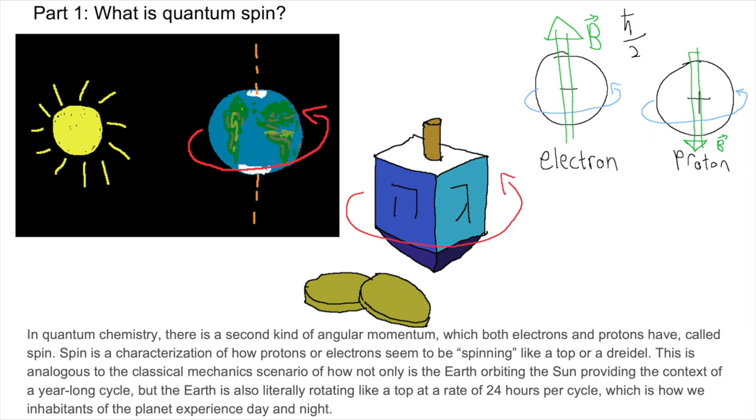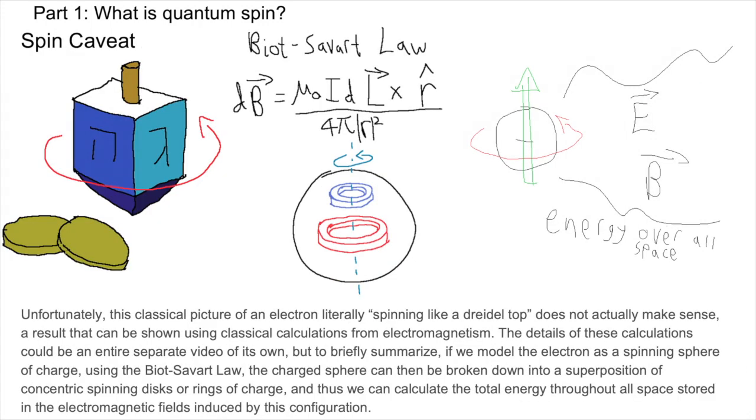This is analogous to the classical mechanics scenario of how not only is the Earth orbiting the Sun, providing the context of a year-long cycle, but the Earth is also literally rotating like a top at a rate of 24 hours per cycle, which is how we inhabitants of the planet experience day and night. Unfortunately, this classical picture of an electron literally spinning like a dreidel top does not actually make sense, a result that can be shown using classical calculations from electromagnetism.